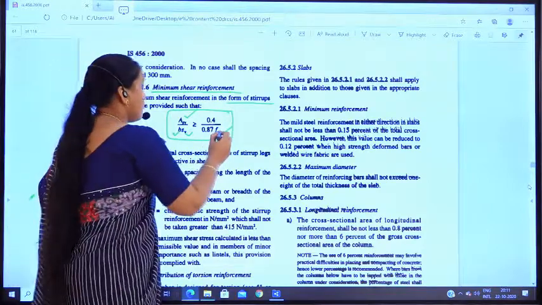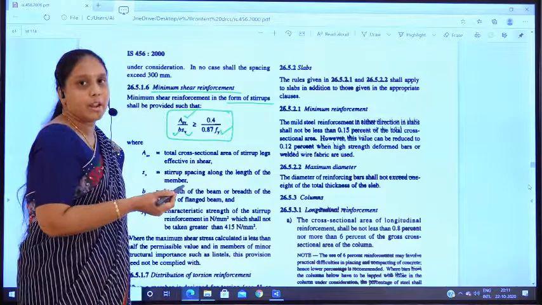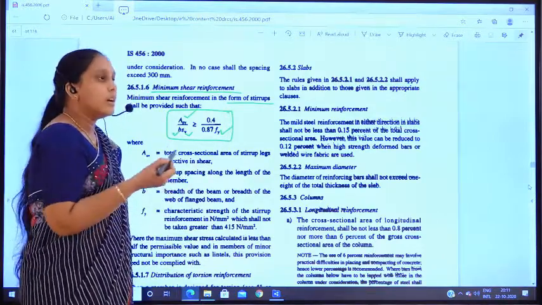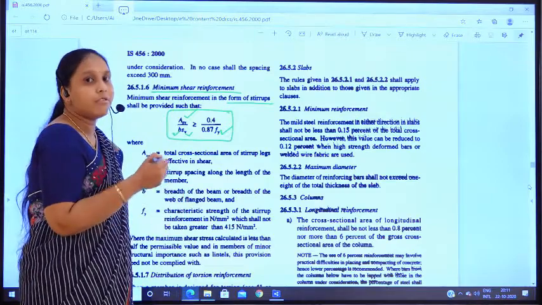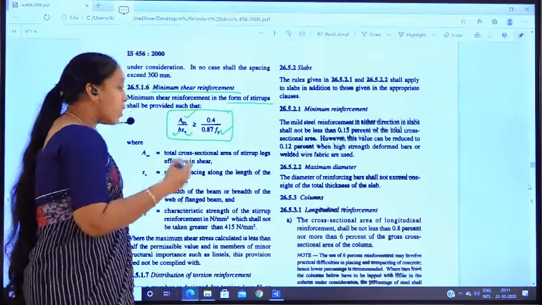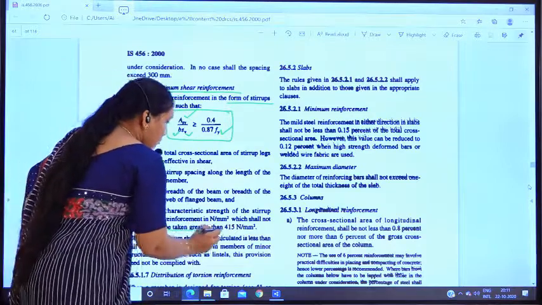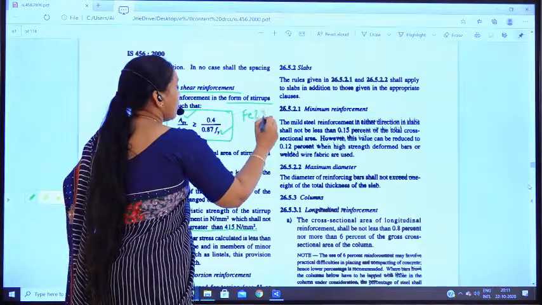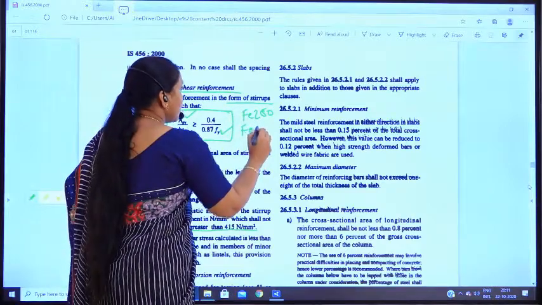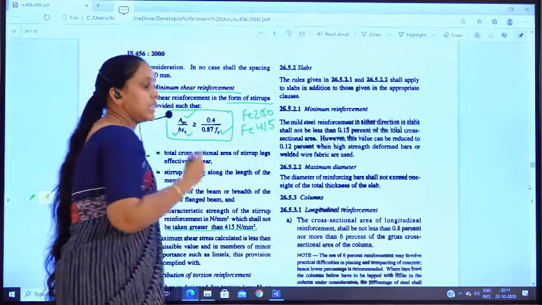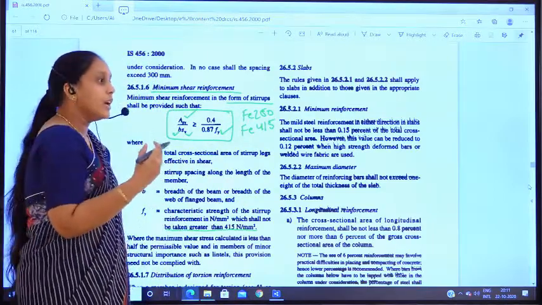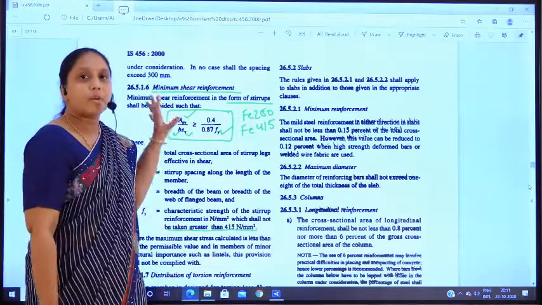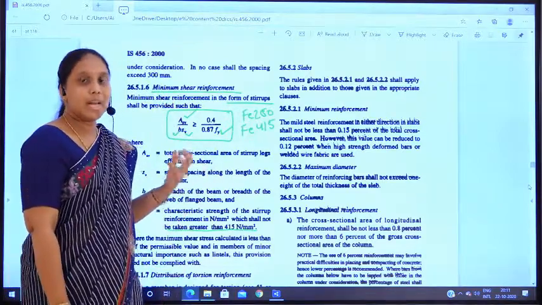And this fy, when you are designing the shear reinforcement, that is for the stirrups, should be either 250 grade steel or 415 grade steel. So it should not be greater than 415 Newton per mm square. These two steels only should be used for the stirrups. So we have to provide this reinforcement if tau V is less than tau C.